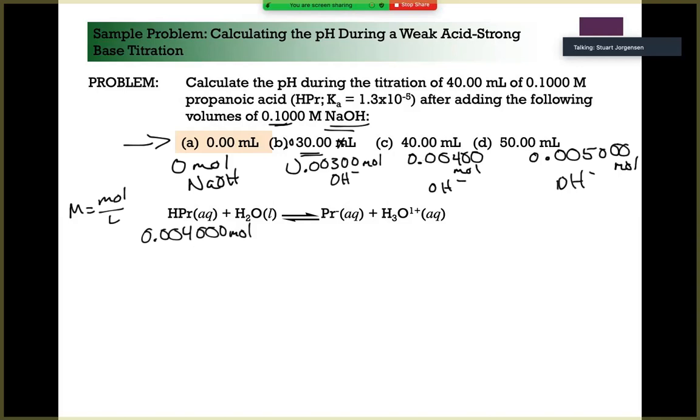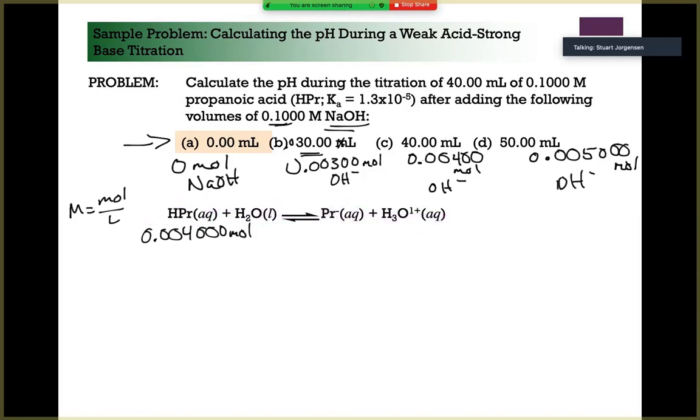So all I did was take our molarity of 0.1 times the liters to get moles for each of our different points of our titration curve. Cool. So now the question becomes, what's going to happen? If we're just thinking about our reaction, we've got this equilibrium, and that's kind of what we have down here in this example, but that's not really what's going to happen first, right?